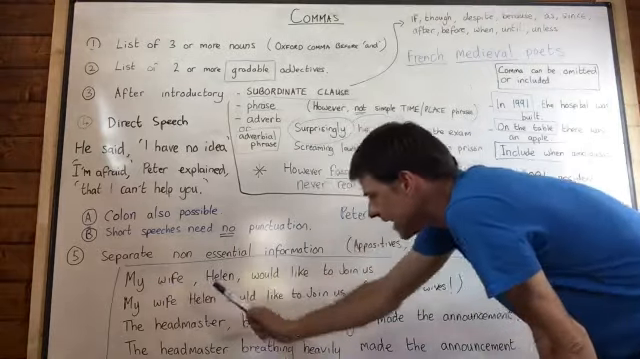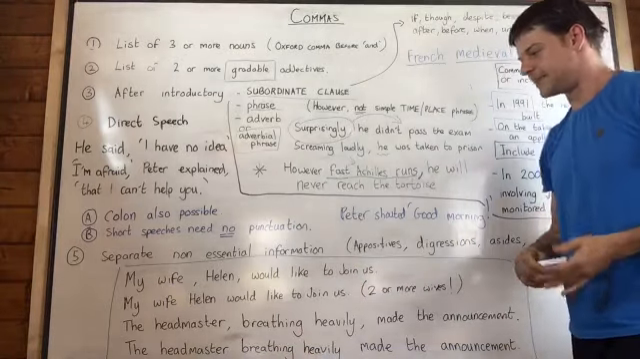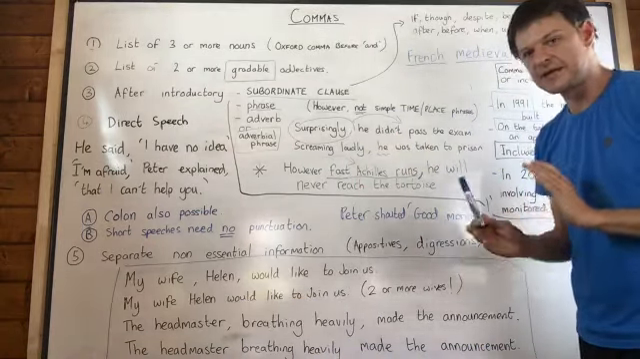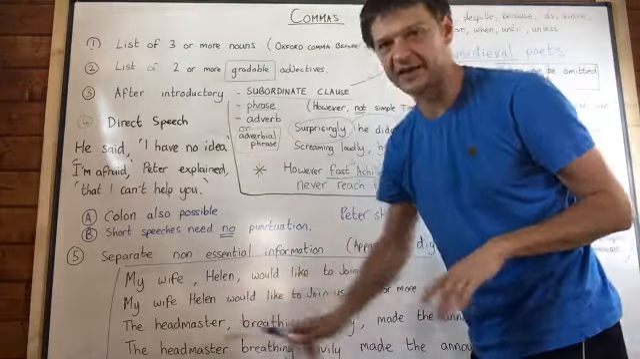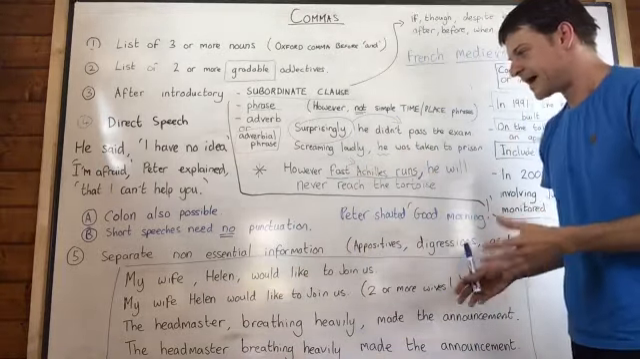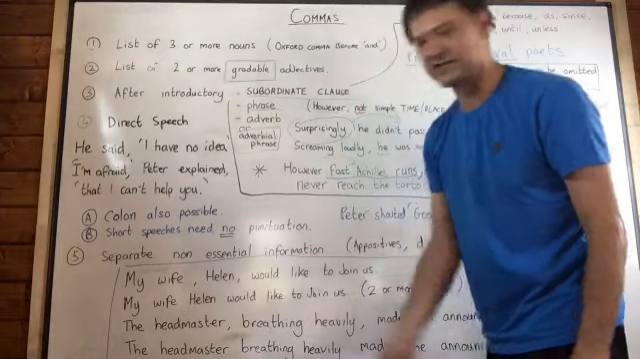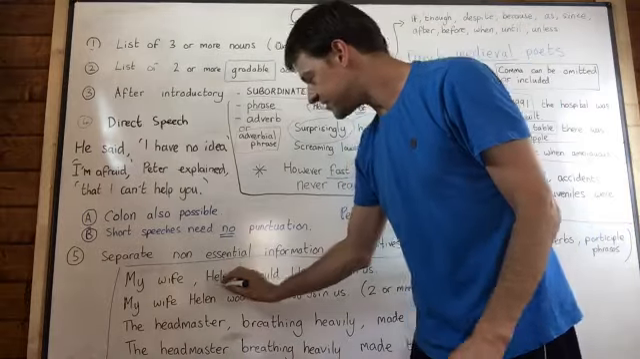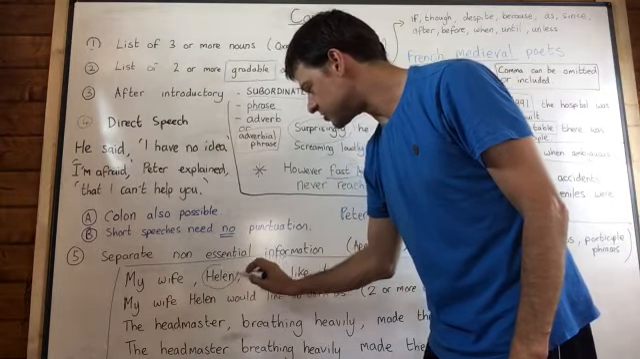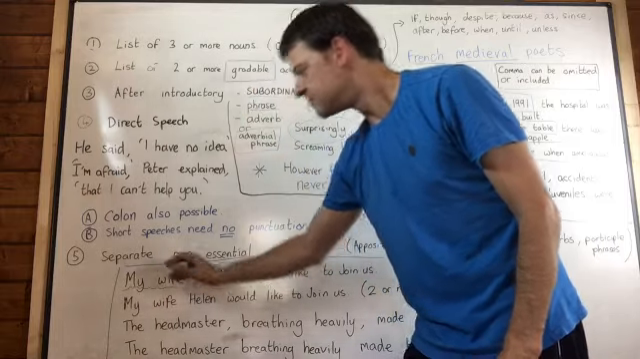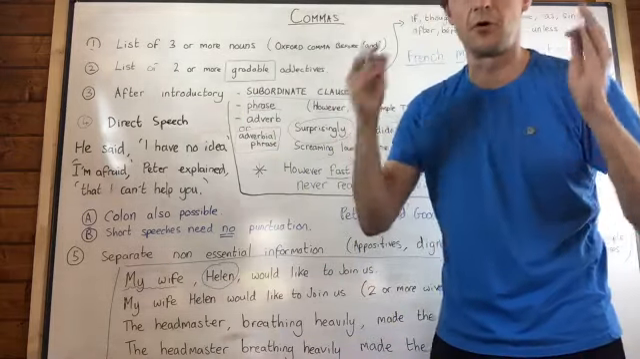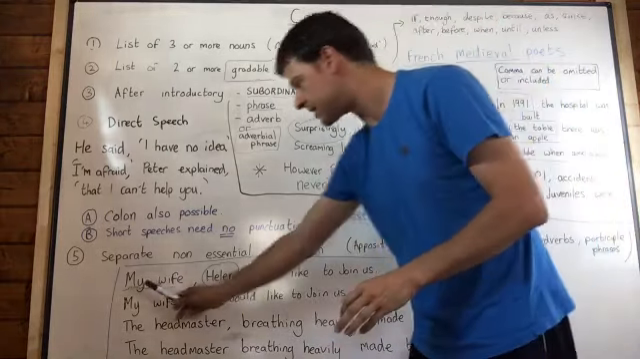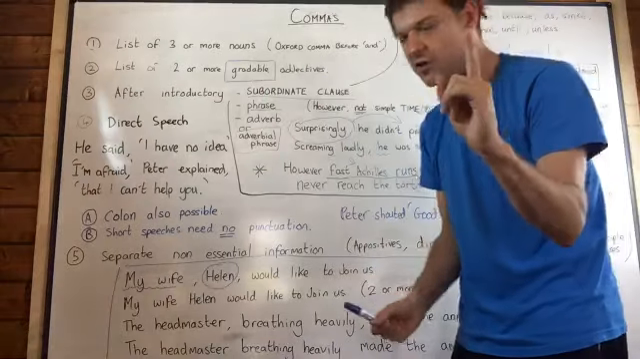So, my wife, Helen, would like to join us. This is correct punctuation in my case anyway, because I am only married to one person. Admittedly her name isn't Helen, but let's pretend that it is. And this is exactly how you would punctuate a sentence where you're talking about a person who has one wife. Because this is extra information. It's non-essential because we've already explained who, my wife. We can't get any more clearer than that. That's very clear who you're talking about. You're talking about your wife. Nobody else. You've only got one wife.